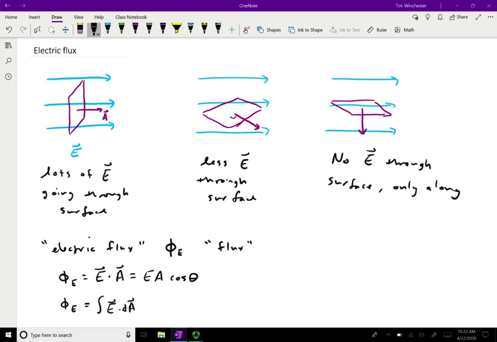We can also think about this as counting the number of field lines going through the surface. So in the first case, I have a couple of field lines going through. In the second case, there's one. In the third case, no field lines actually pass through the surface. So that can be a really nice shorthand to at least check your work, even if it's not quite as rigorous.